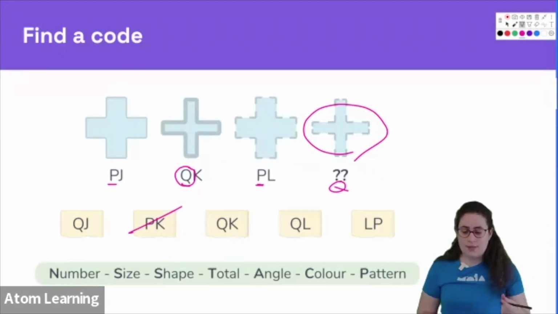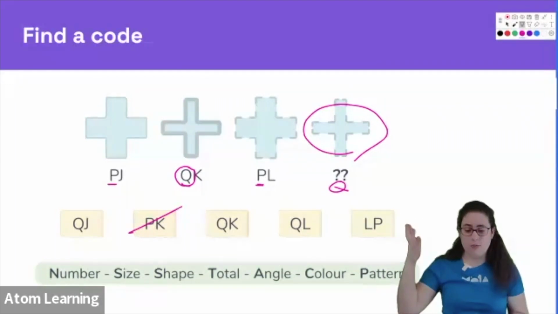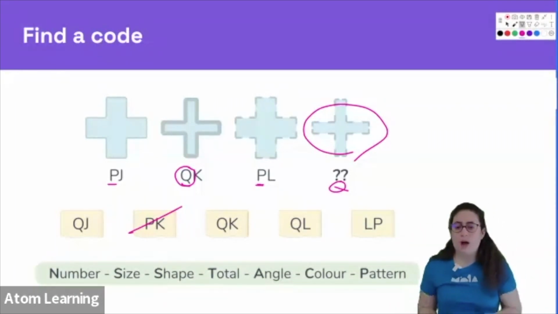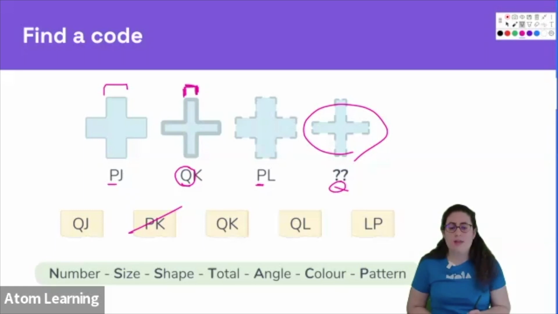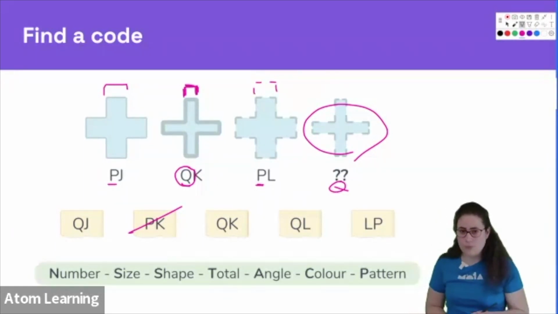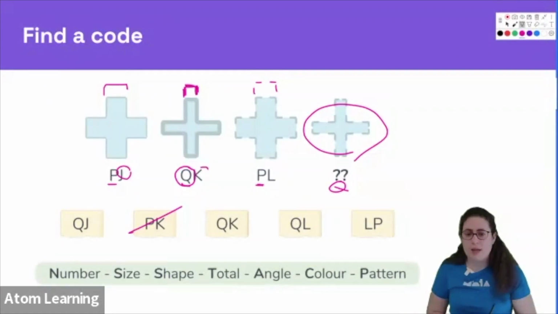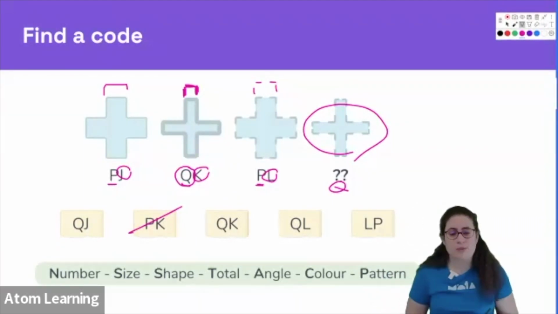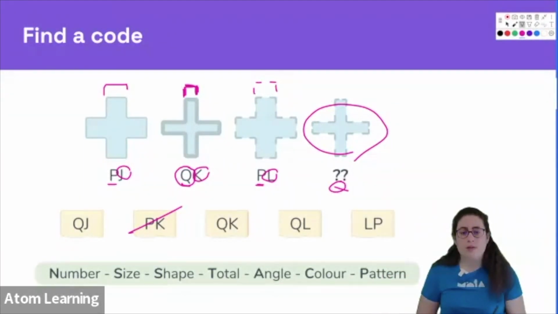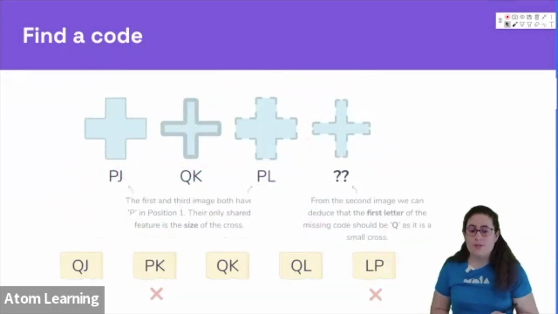Now, what else is different about these crosses that could be represented by the second letter in the code? We've got one cross all the way on the left with a thin outline. This one has a really thick outline, and then this one has a dotted outline. And they have 3 different letters, J, K, and L. So maybe those letters represent the type of outline. If that were true, then we would want the second letter for this shape to be the same as the second letter for this shape. So we would want it to be an L. And that's one of the answer options. So that's a pretty good bet. I think we have solved it.